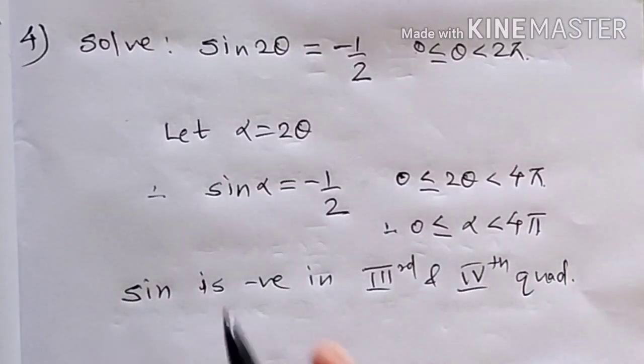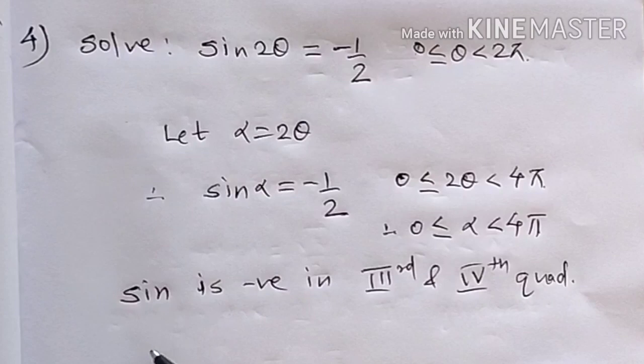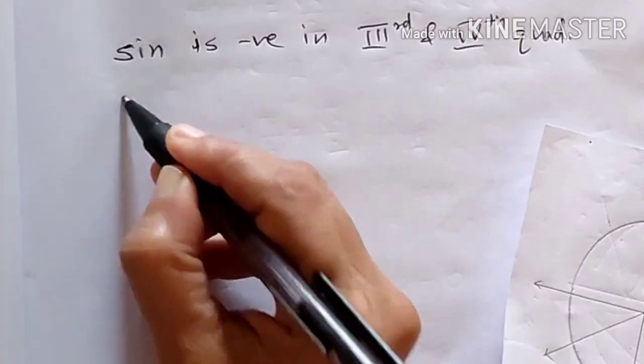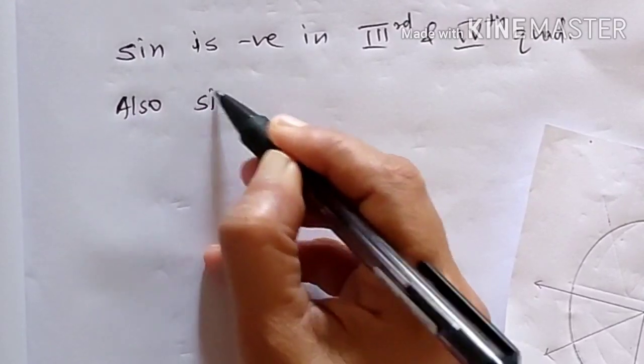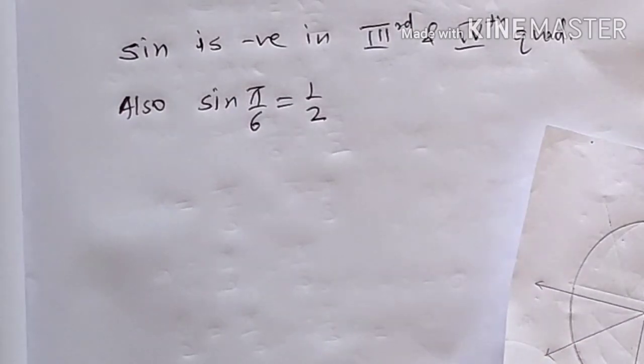Therefore, we can proceed like the previous one. We also know that sine of which angle is half? Sine of pi by 6 is equal to half. So using all this, we want to proceed.